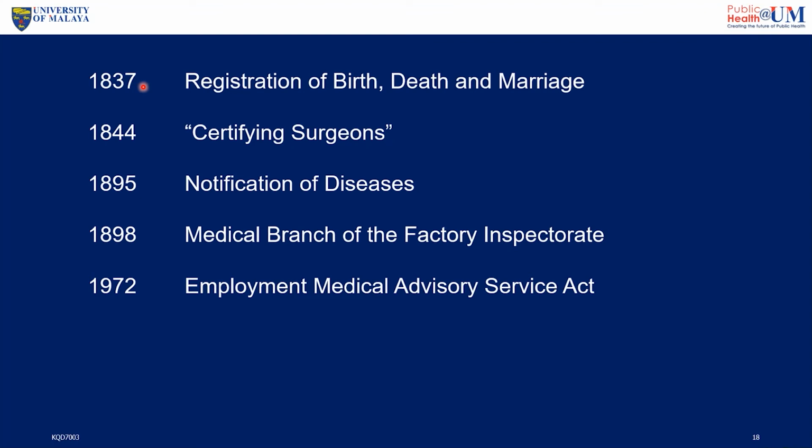Then after that, only in 1844 they come up with the certifying surgeon. Certifying surgeons are basically doctors who can certify the age of the person. So if you don't have registration of birth, death, or marriage, then you need a certifying surgeon to certify your age. So there's another way of doing it. After that, only they develop more and more acts and more legislation to help improve the health of the workplace.